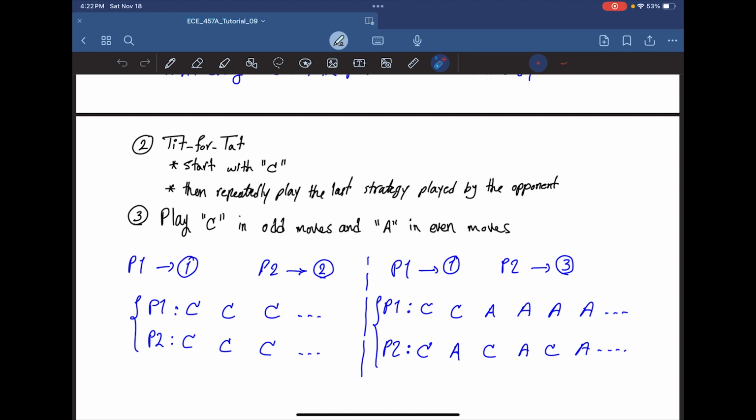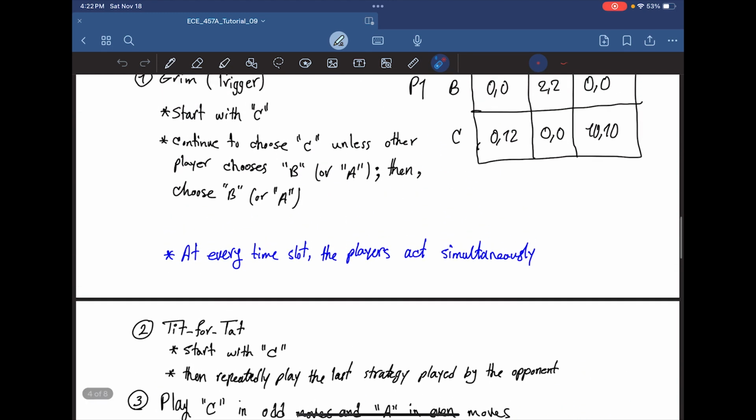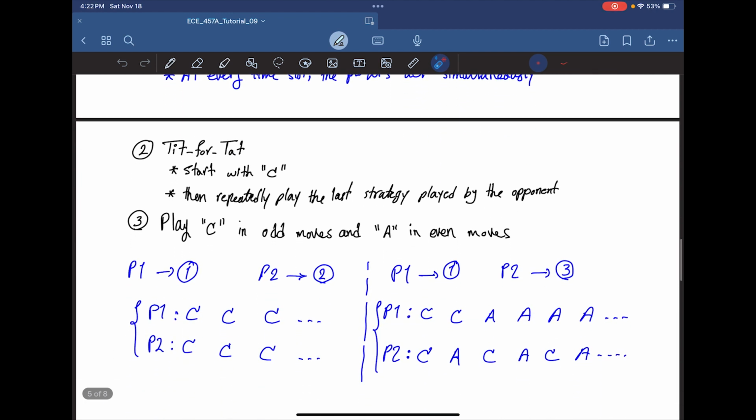Now, for the next action of P1, it says to continue to choose C unless the other player chooses B or A, then choose B or A. So in this case, we can see that the previous move of player 2 was C, so not A or B. Therefore, player 1 continues playing C. And for player 2, it says to repeatedly play the last strategy played by the opponent. The last strategy played by the opponent, player 1 here, was C. So player 2 plays C. And this goes on.